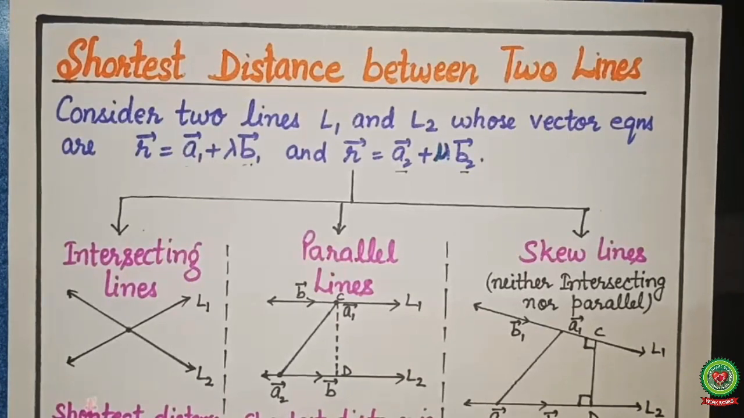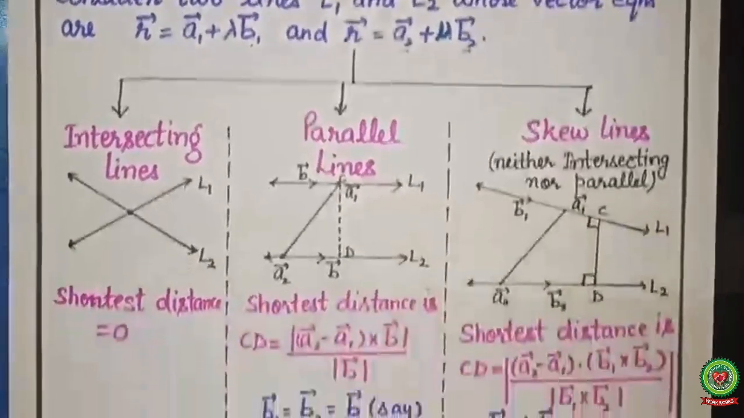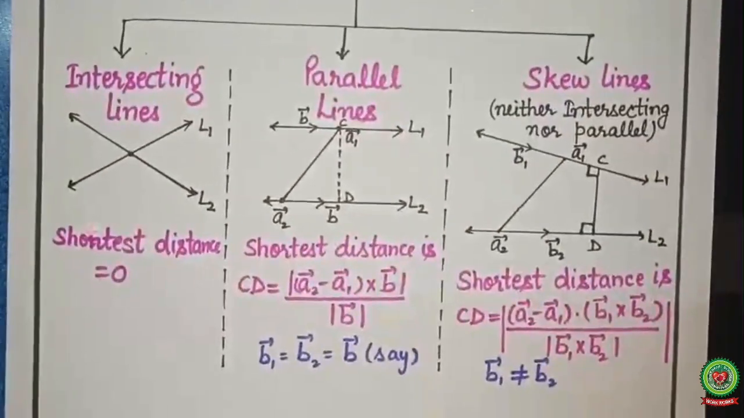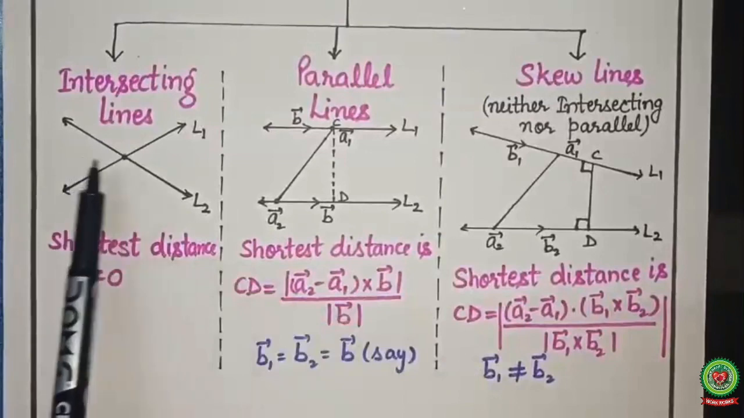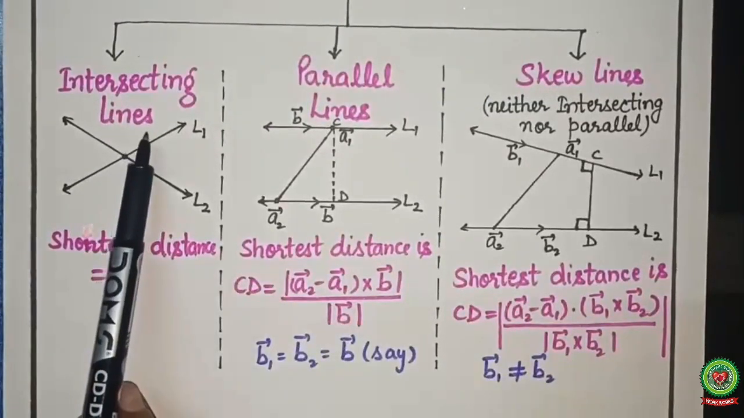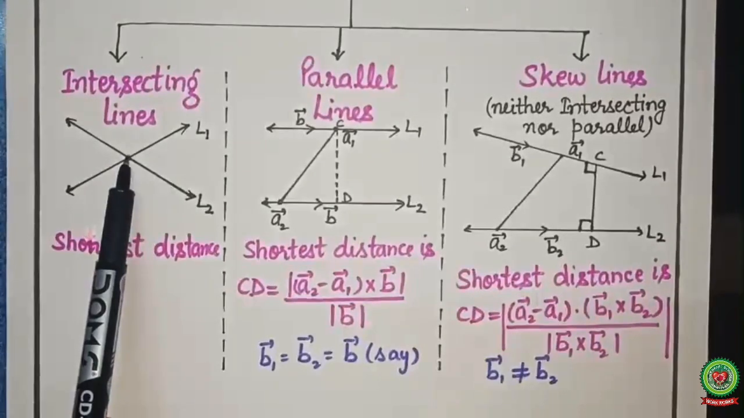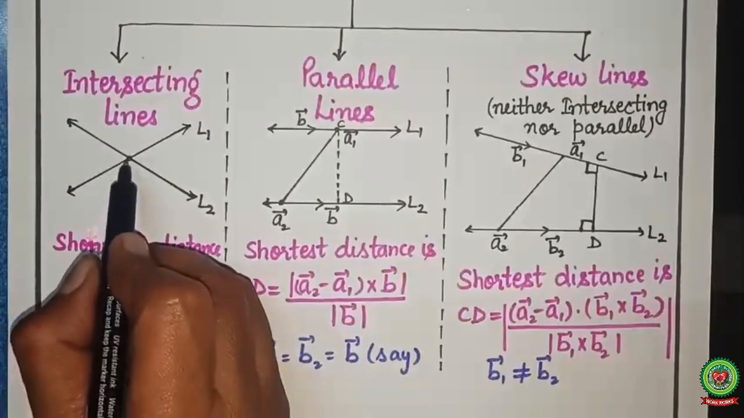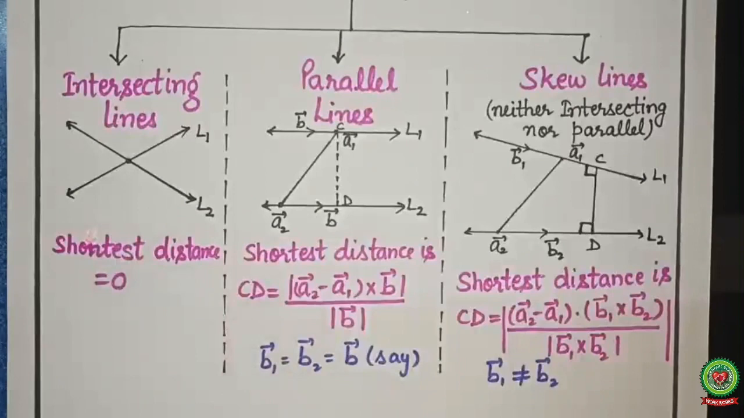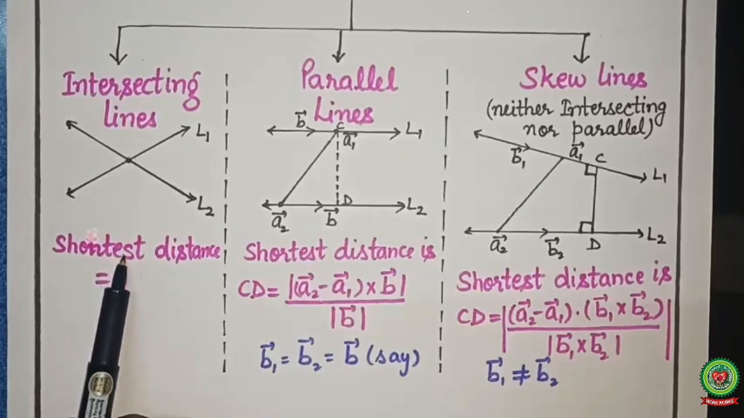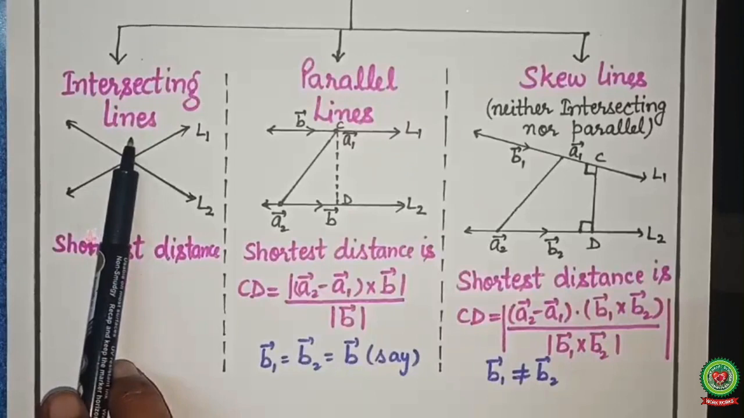Now first of all, let's discuss intersecting lines. In intersecting lines, two lines will intersect at one point. It means both the lines have one point common. So the shortest distance at this point is equal to 0. So in case of intersecting lines, shortest distance is 0. Perpendicular lines also come under intersecting lines.